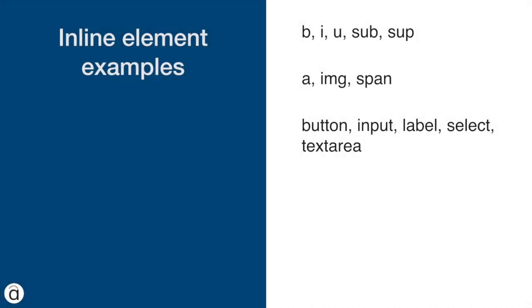Okay, let's have a little look at inline elements. We've spoken about block elements being top to bottom. These pesky little things go left to right, not top to bottom. So, for example, there's B for bold, I for italics, U for underline, subscript, and superscript. The anchor tags for links, the image tag for images, the span tags for spans, then button, input, label, select, and text areas, everything to do with forms. All these are inline elements.